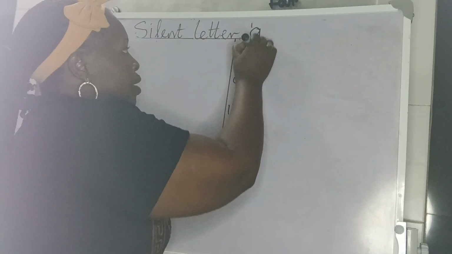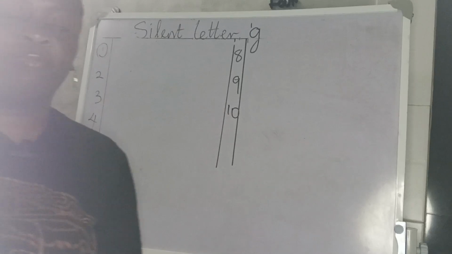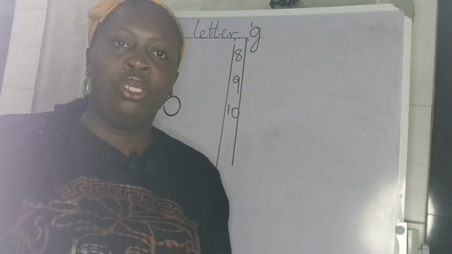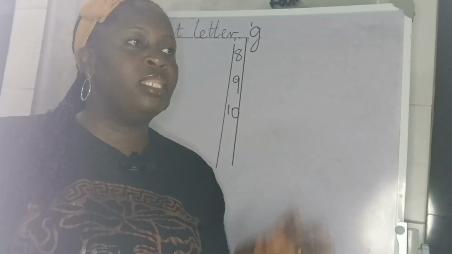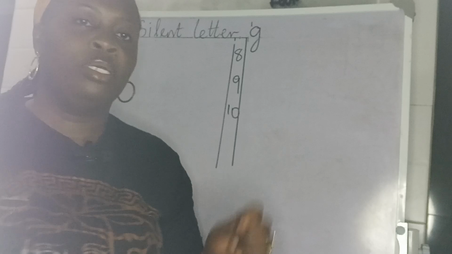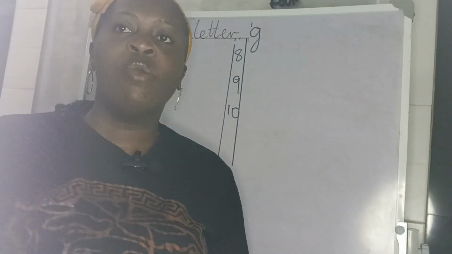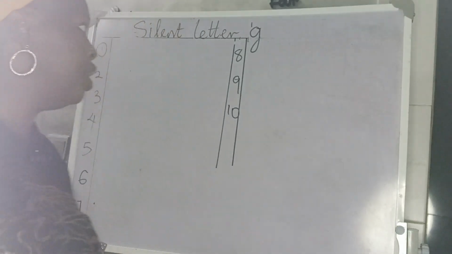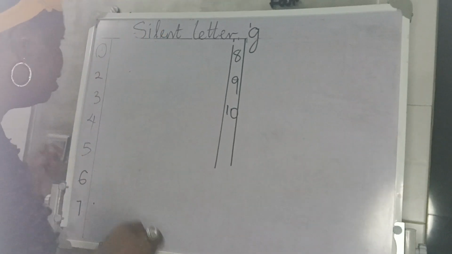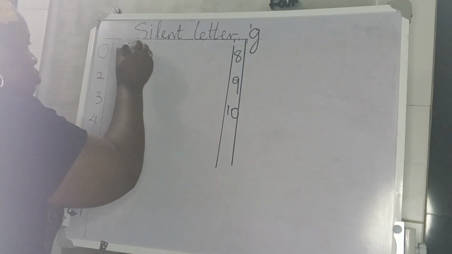Letter G is the next one. Now you find out that for us to have a silent letter G, you find it in words that have the G that appears before N or H. When G appears before N or H, you find out that the G will not be pronounced; it will be silent. Let's look at this.